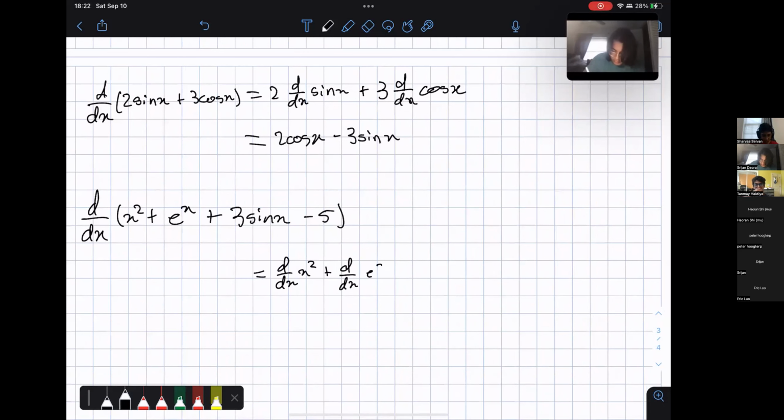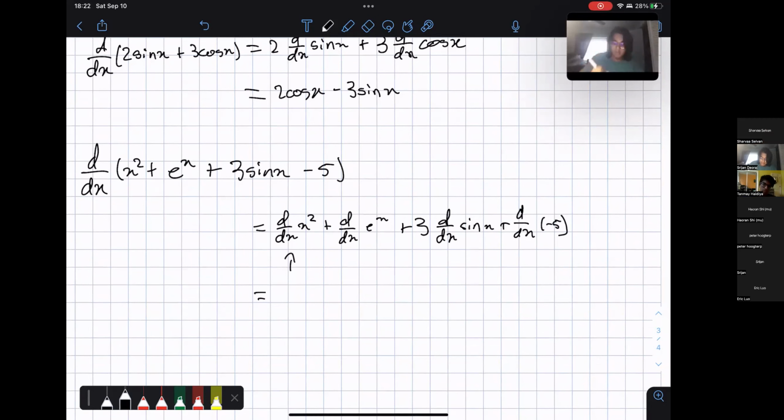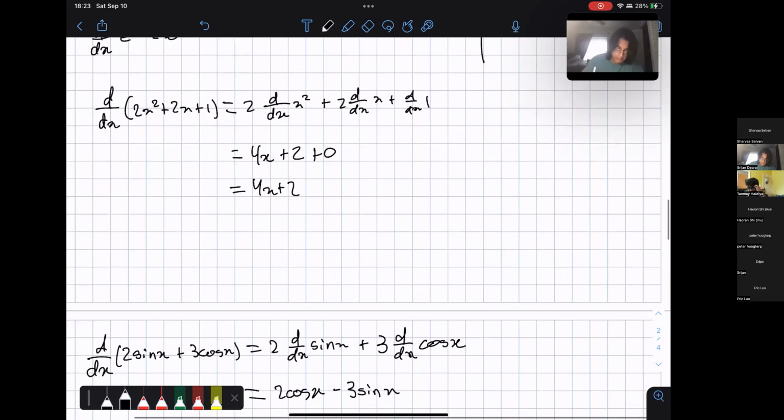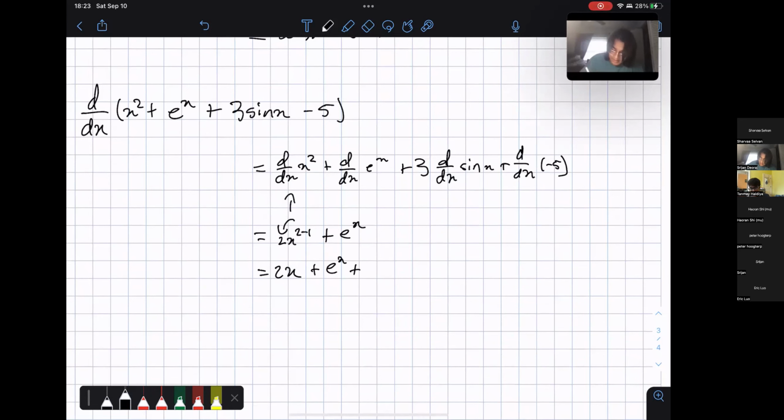From above, for the derivative of x squared, we bring down the 2, because it's r times x to the r minus 1. So you bring down the 2 and subtract 1 from the exponent. So it's just 2x. Then the derivative of e to the x is just e to the x. You can find that in our derivative table here. And then the derivative of sine of x is just cosine of x. That's also in the derivative table above.